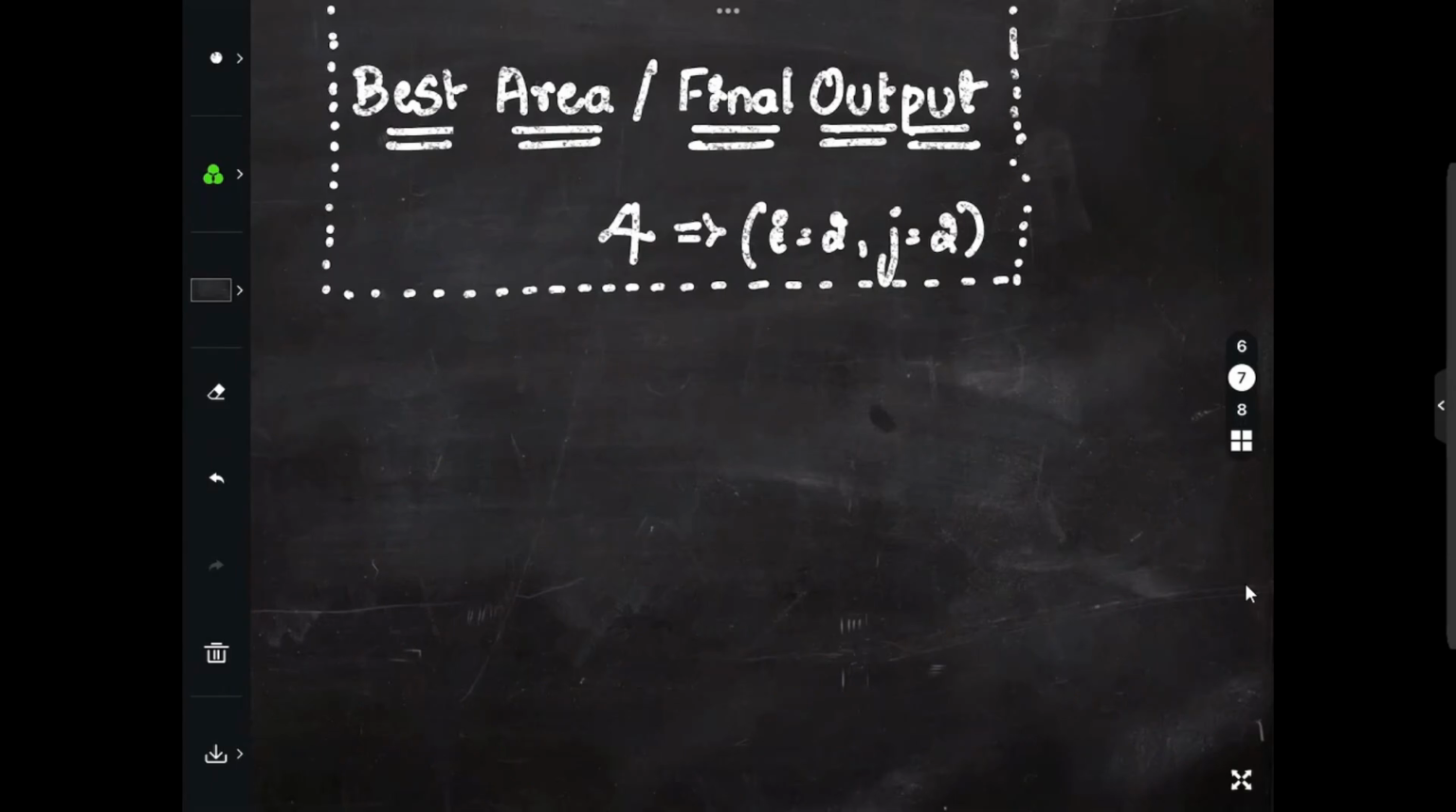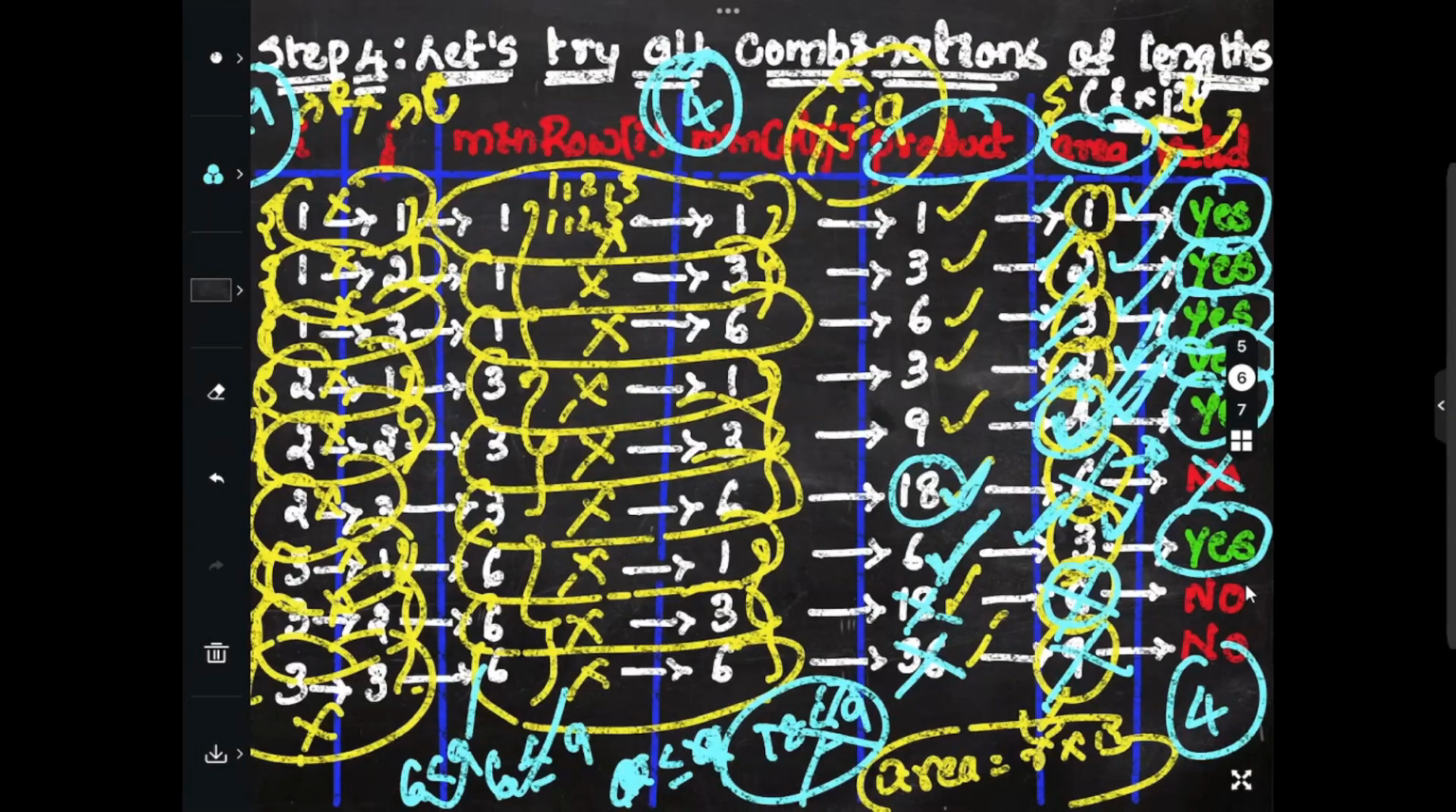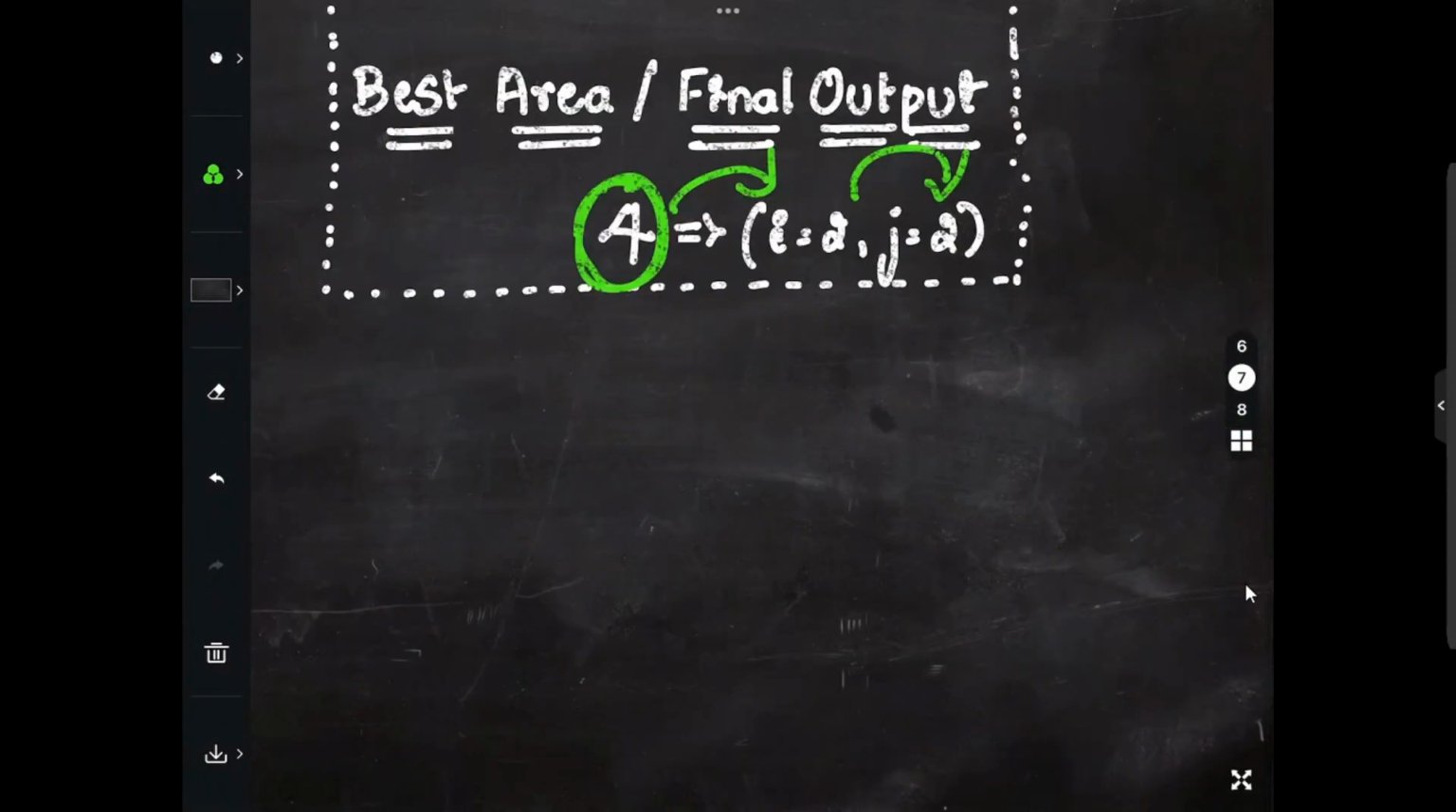I hope this part is completely clear. So the best area that we got here is 4, where i equals 2 and j equals 2. You can clearly see here, where i equals 2, j equals 2. So this part. The maximum area that we got here is 4, so we will return this as output.